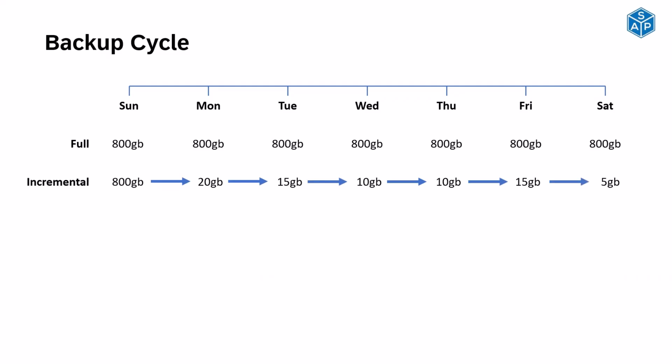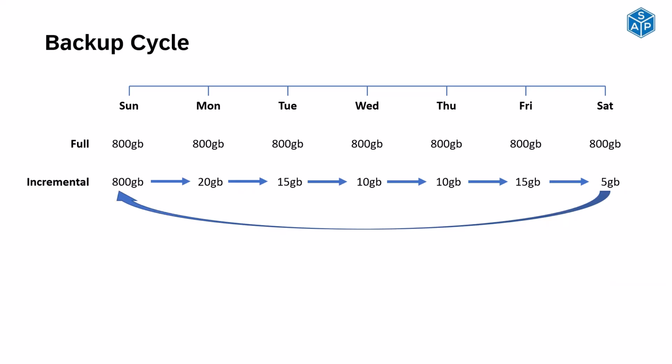Saturday, only 5 GB, because Saturday is a weekend, you can say it's non-peak hours. So on Saturday only 5 GB of the database was changed, and only 5 GB of data was backed up on Saturday. Now after Saturday, the cycle comes back to Sunday.